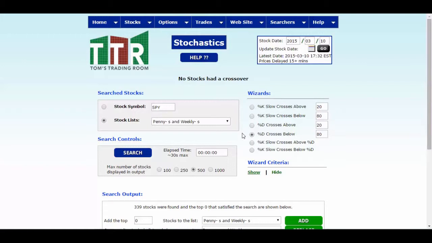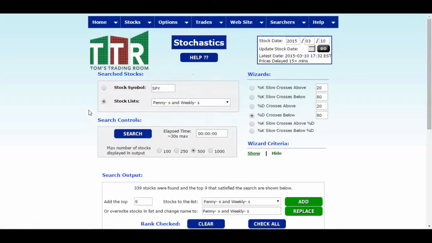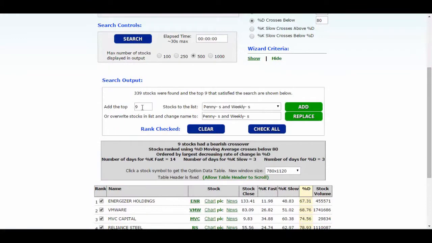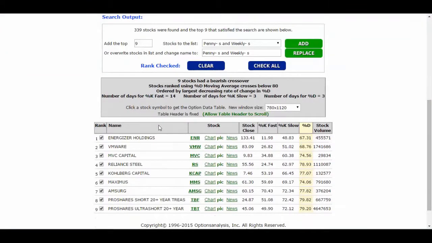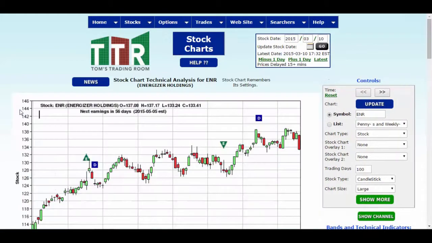Let's click on the percent D crosses below, which means it's in the overbought zone, and it should be crossing down below the 80 percentile, showing a possible downside move in these stocks or ETFs. Let's click on search, and when the page populates, you see that we have 9 candidates that met the criteria here. Energizer Holdings. Let's click on the chart for ENR and get a visual representation of these stochastics now.